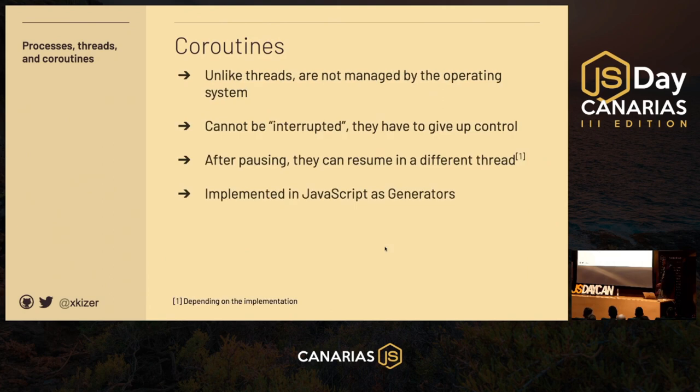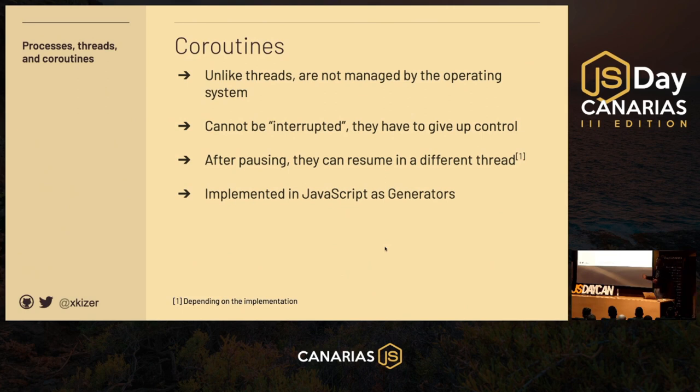Unlike threads, they are not managed by the system, they are managed by the engine. In Kotlin, they are managed by the JVM. In JavaScript, they are managed by the JavaScript engine. And unlike threads, they cannot be interrupted by the operating system. The thread that is running the coroutine can be interrupted, but the coroutine itself cannot be interrupted.